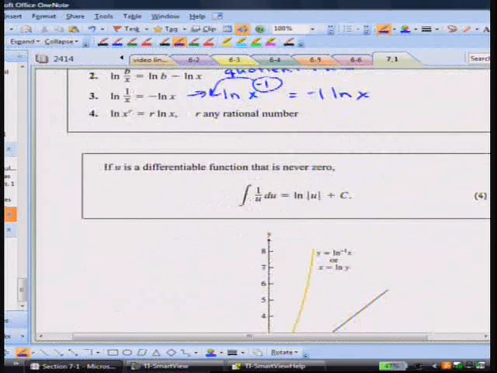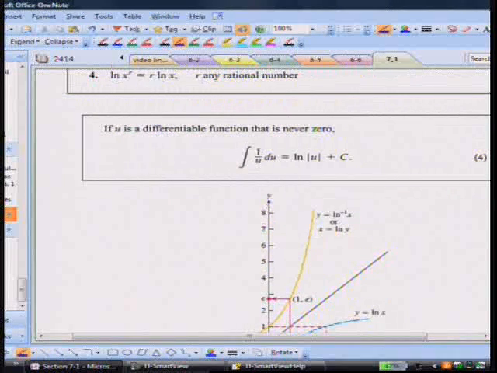Okay, so again, the integral of 1 over u du is just going to be the ln of the absolute value of u. But because u can't be negative, because you can't take the log of a negative number, and you can't take the log of 0.